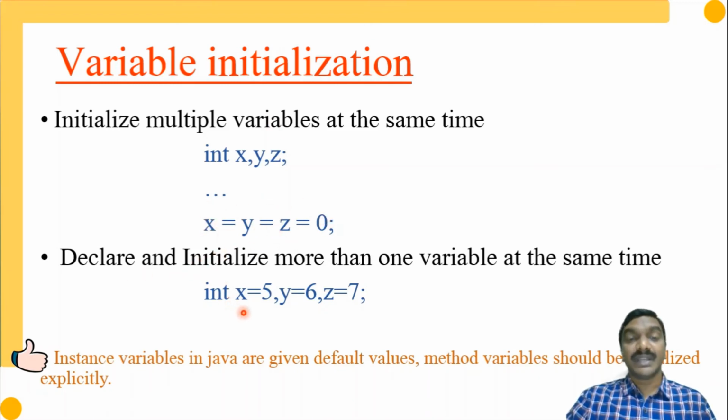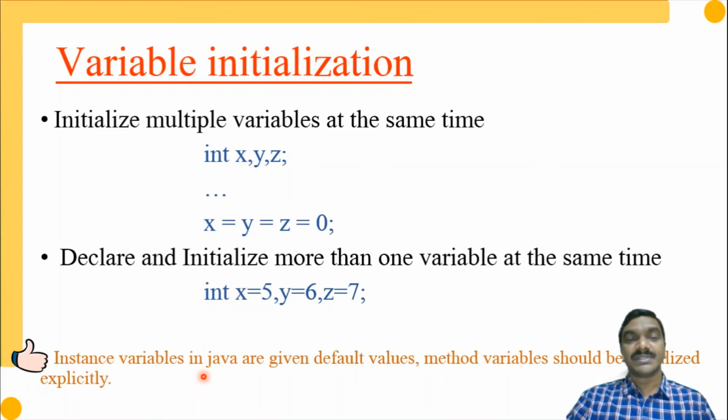And you can also declare the variable and initialize the variable at the same time, and you can write all these things in a single statement. So initialization of more than one variable at the same time: int x = 5, y = 6, z = 7. Remember, you should use commas.